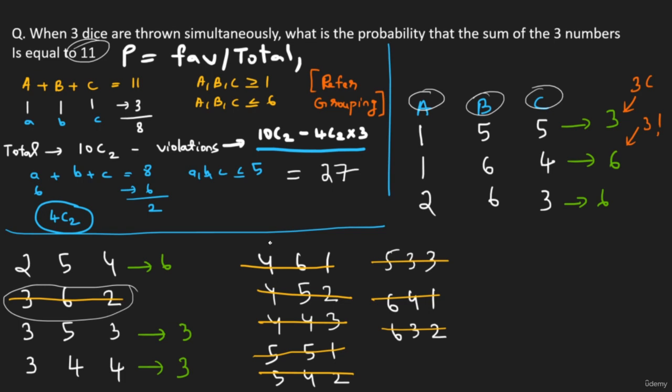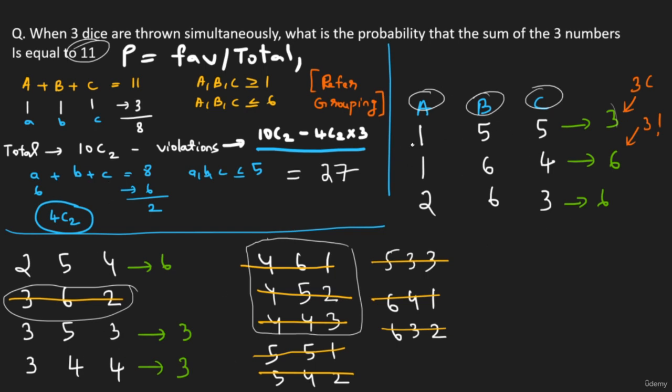Similarly, with 4 over here, I can have 4, 6, 1, 4, 5, 2 and 4, 4, 3. These are repetitions because 4, 6, 1 is already available over here, right? 4, 5, 2 is already available over here and 4, 4, 3 is available over here, right? Because we are trying to do the various arrangements of each of these, right? Similarly, 5, 5, 1, 5, 4, 2, 5, 3, 3, 6, 4, 1, 6, 3, 2. These are all the ways, and these are already covered in the previous arrangements.